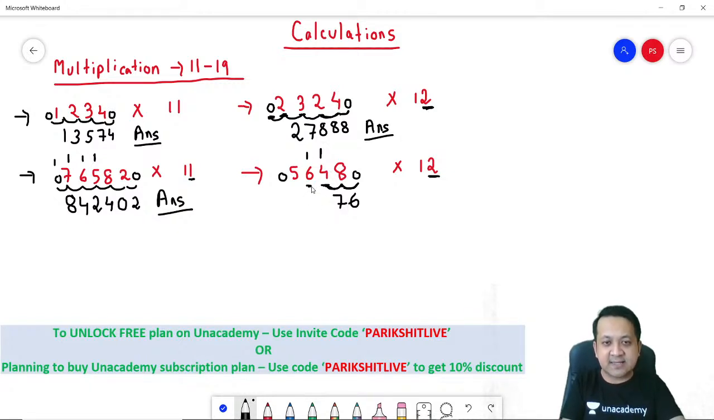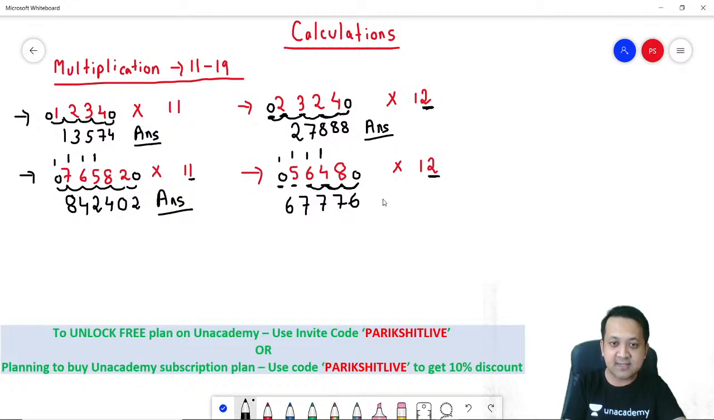Next, 6 into 2, 12. First double. 6 into 2, 12. 12 plus 4, 16. Carry over 1. 17. Again you carry over 1. Next, 5 into 2, 10. 10 plus 6, 16. Carry over 1. 17. Carry over 1. Next, 0 into 2, 0. Plus 5, 5. Carry over 1, 6. That's your answer. I hope you follow.